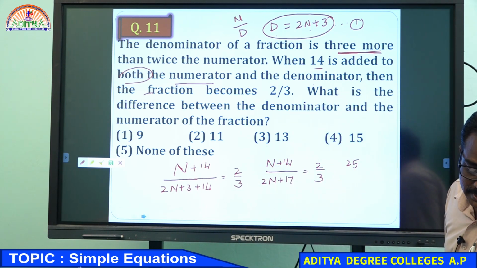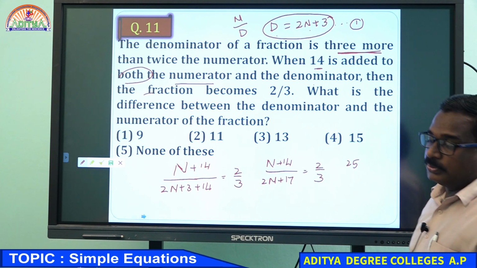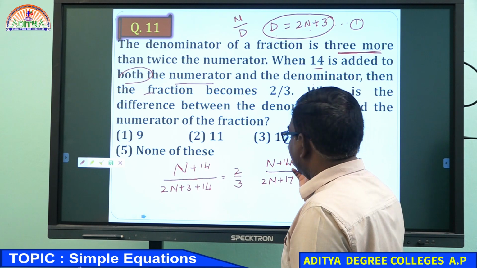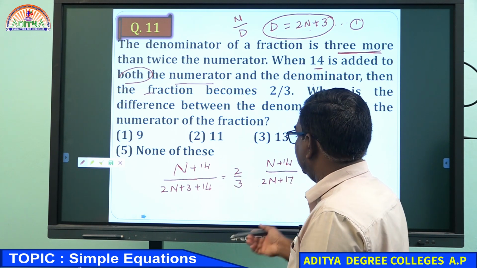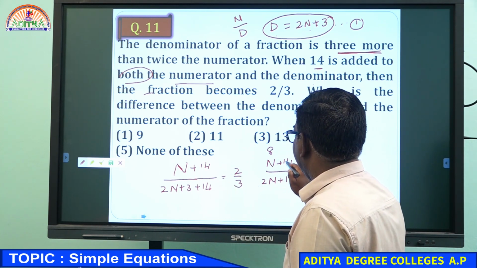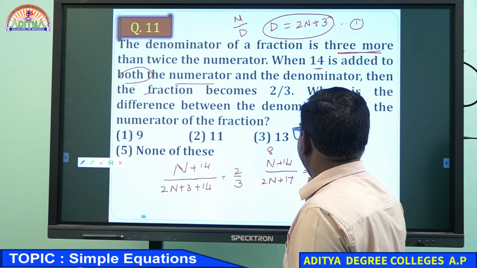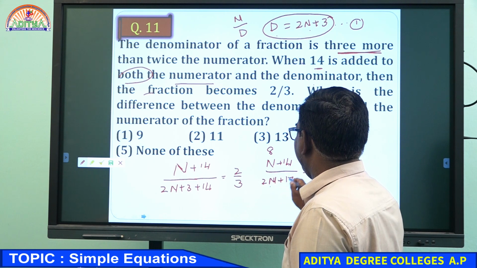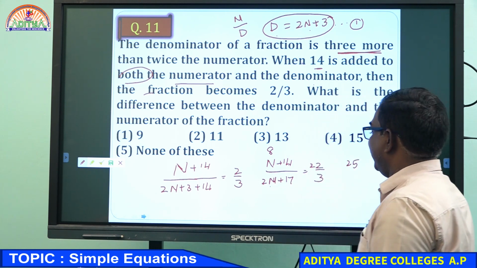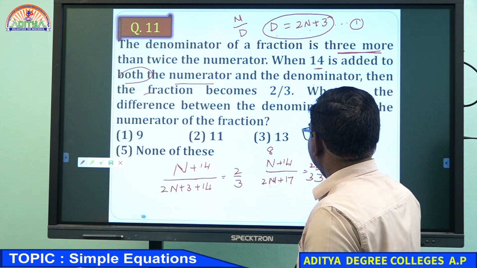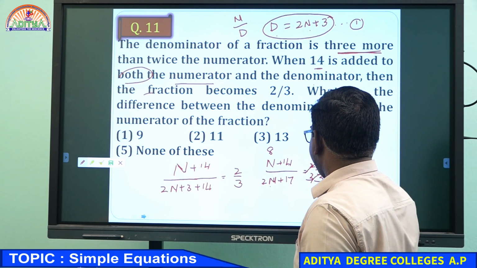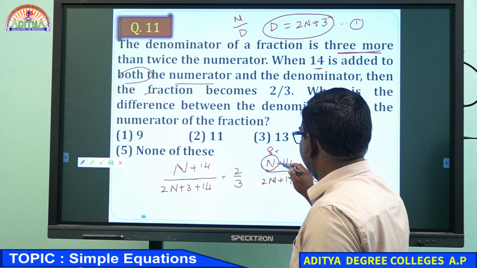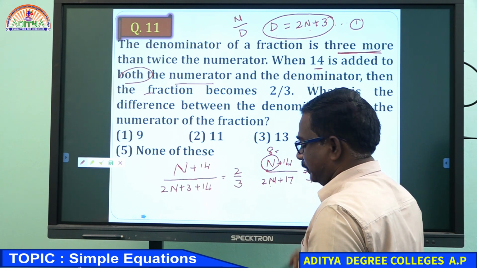What value will n get here? Suppose in the place of n we replace any number, 8 or 14, just by trial and error. Suppose you keep 8 here, what happens? 8 plus 14 is 22. 2 eights are 16 plus 17 is 33. 22 by 33, 2 elevens, 2 by 3. So in the place of n, if you replace 8, then it is satisfying 2 by 3.